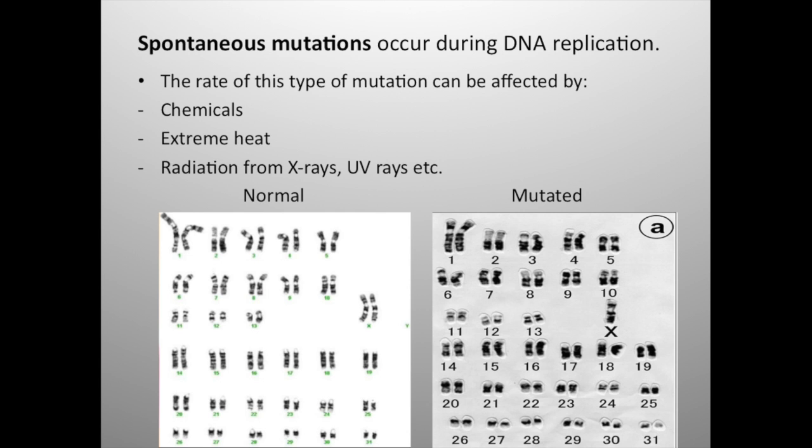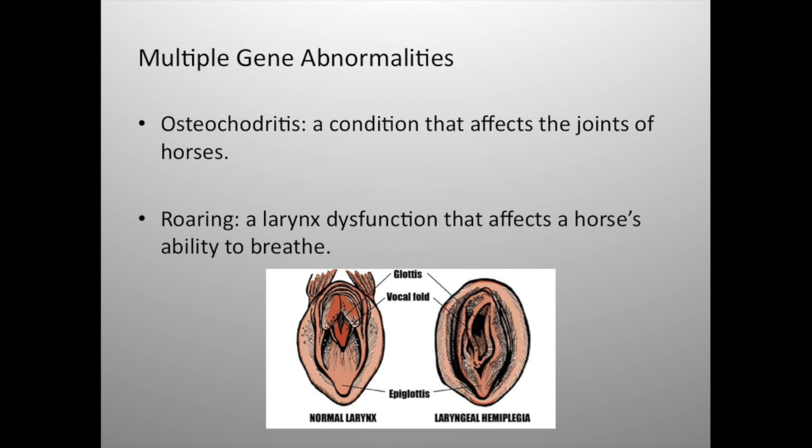Now, lastly, we have mutations that are believed to be a result of multiple gene abnormalities. Now, I know this was not mentioned initially, but some examples include osteochondrosis, a disease that affects the joints of horses, and roaring, a larynx dysfunction that affects a horse's ability to breathe.